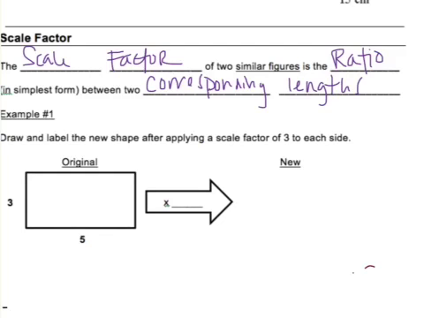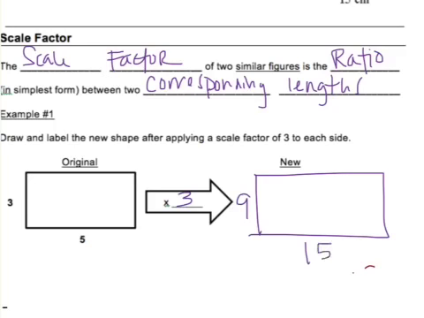So for instance, draw and label the new shape after applying a scale factor of 3 to each side. So if I have a scale factor of 3, 3 times 3 is 9. 5 times 3 is 15. That's how that would work.